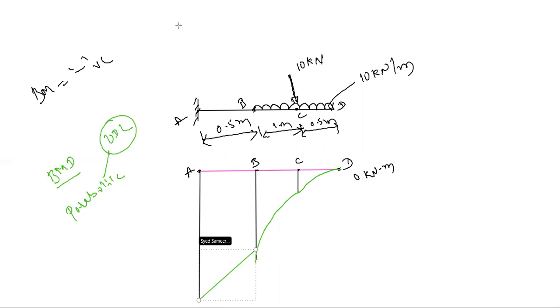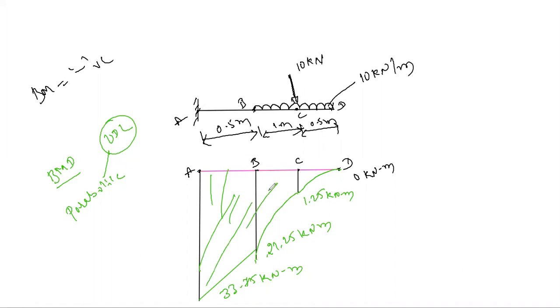Here you need to mention all the loads. Here it is 1.25 kilonewton meter, here 21.25 kilonewton meter, here it is 33.75 kilonewton meter. There is no need to write a negative sign over here because it is downwards. See, downwards. This entire figure shows the bending moment diagram. I hope it is clear. If you have any doubt, you can contact me.